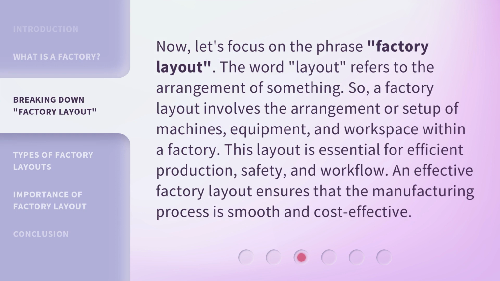Now, let's focus on the phrase, factory layout. The word, layout, refers to the arrangement of something. So, a factory layout involves the arrangement or setup of machines, equipment, and workspace within a factory. This layout is essential for efficient production, safety, and workflow. An effective factory layout ensures that the manufacturing process is smooth and cost-effective.